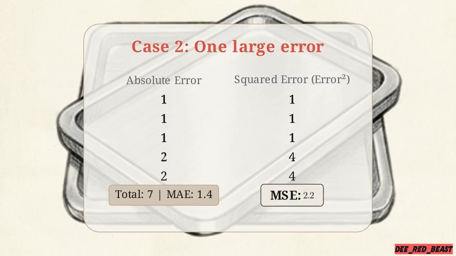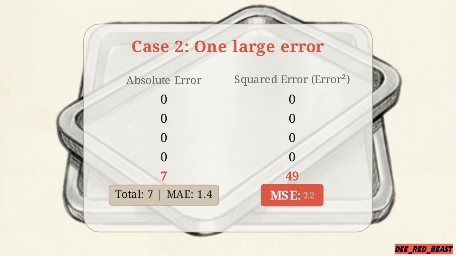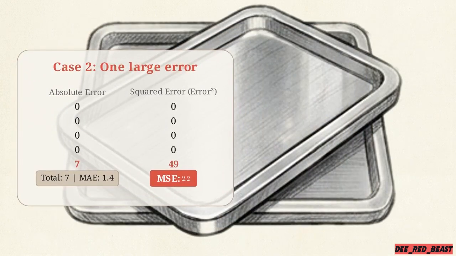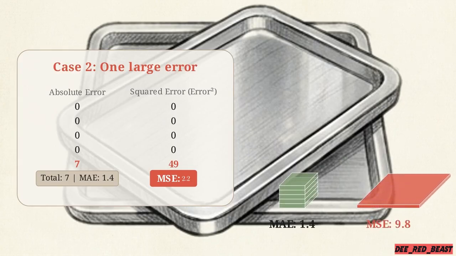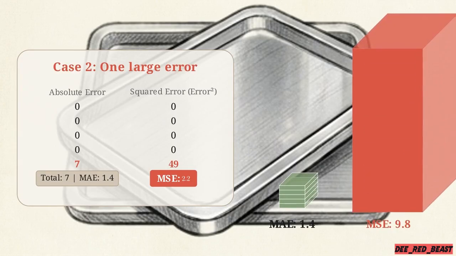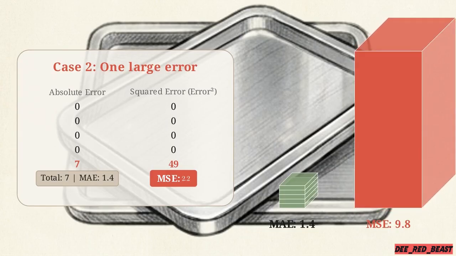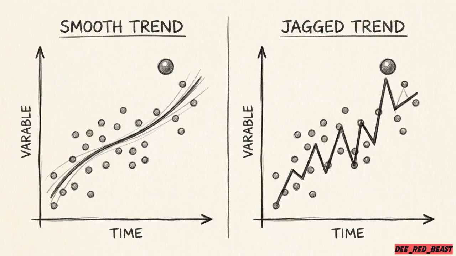But watch what happens in case 2 when a single massive outlier hits the dataset. Because MAE grows linearly, it remains at 1.4. But the squaring mechanism of MSE heavily penalizes the large error, and the metric spikes to 9.8. MSE mathematically amplifies a single outlier, whereas the MAE metric steadily accumulates the average without letting anomalies distort the big picture. This mathematical difference forces a strategic decision.